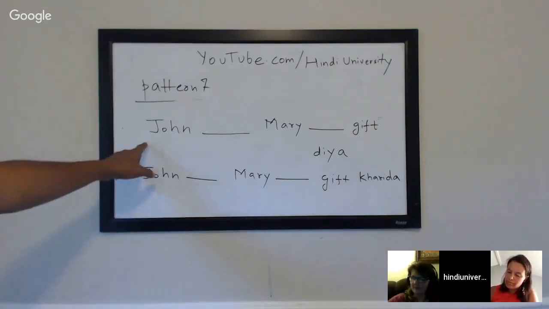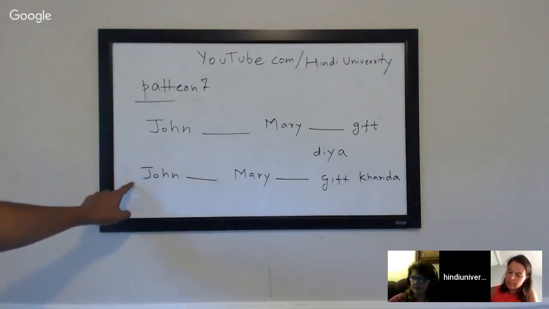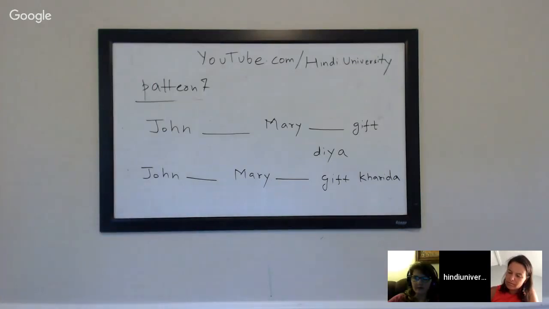First one is John gave a gift to Mary. Second one is John purchased a gift for Mary. Let me see in this case if I can unmute, Liz, you want to go over it? Let me just unmute you. Yes. So for the first one, it's past tense. So John ne, and then Mary ko gift diya.